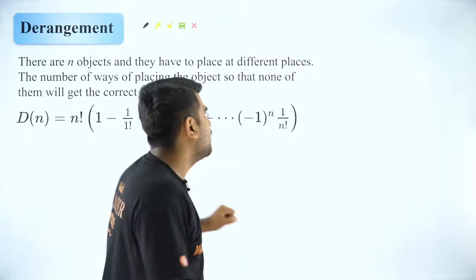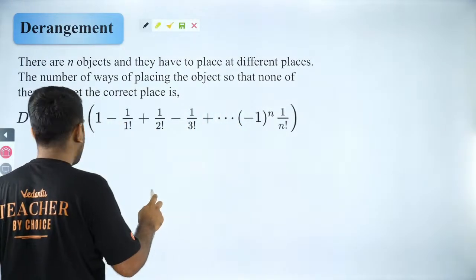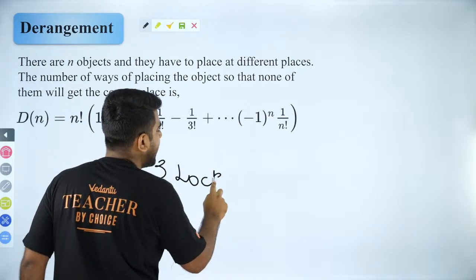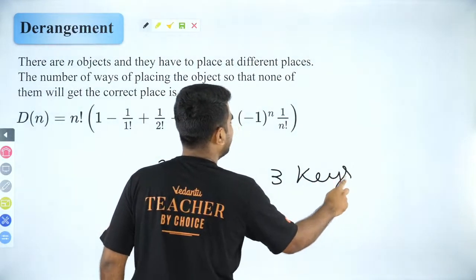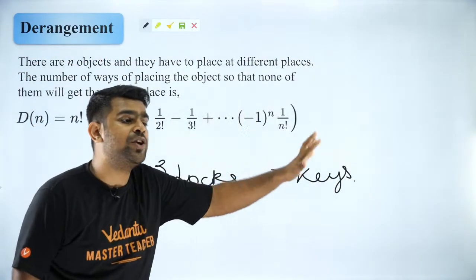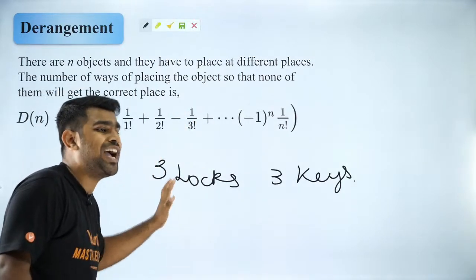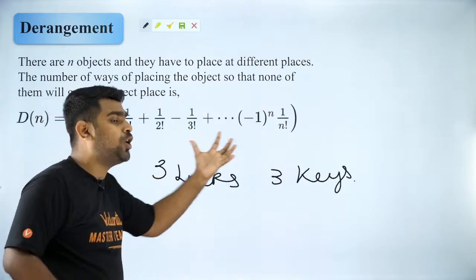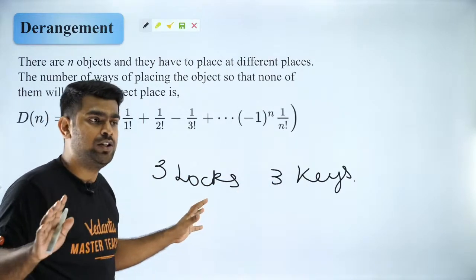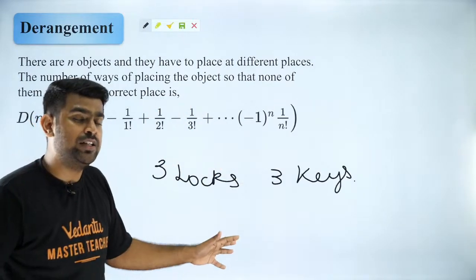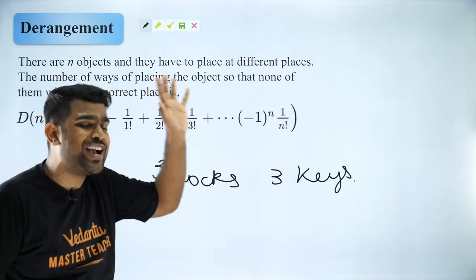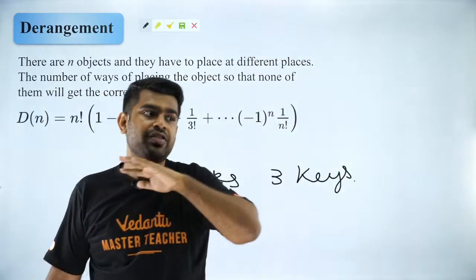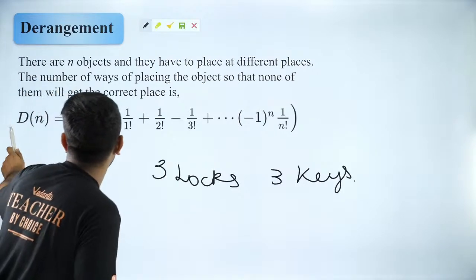Because if you have, let's say, 3 locks and 3 keys, when I say derangement, it means the number of ways in which all the locks and keys can be mismatched. So no lock will get the right key. That is what is meant by derangement. Did you guys understand that? So derangement means everything goes into the wrong place. That is what is meant by derangement of n objects.